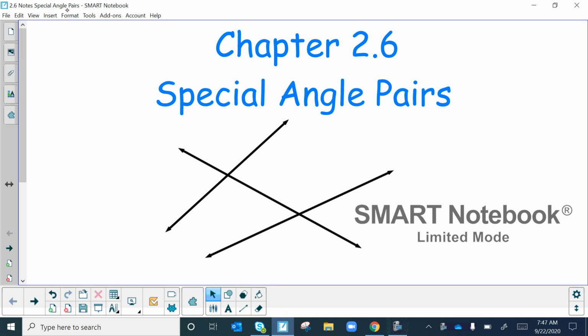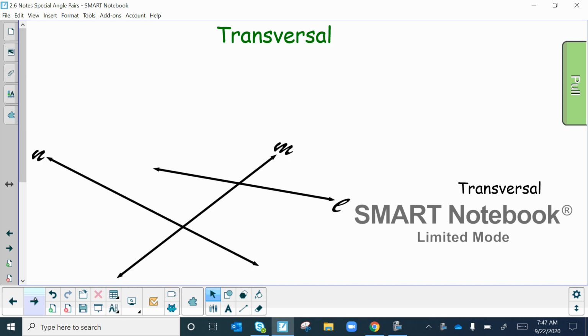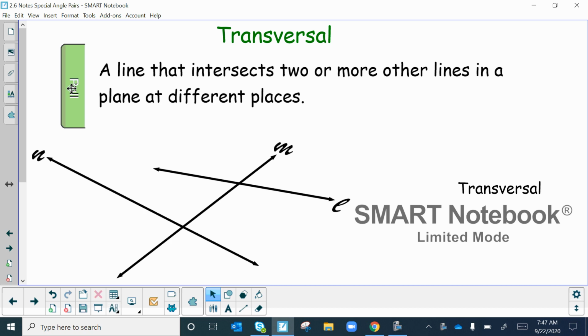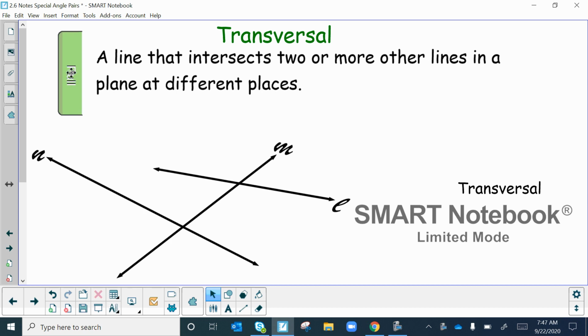Okay, this is section 2.6, special angle pairs. So first definition is transversal. Okay, what is a transversal? It's a line that intersects two or more other lines. Okay, and it's got to be in two different places.